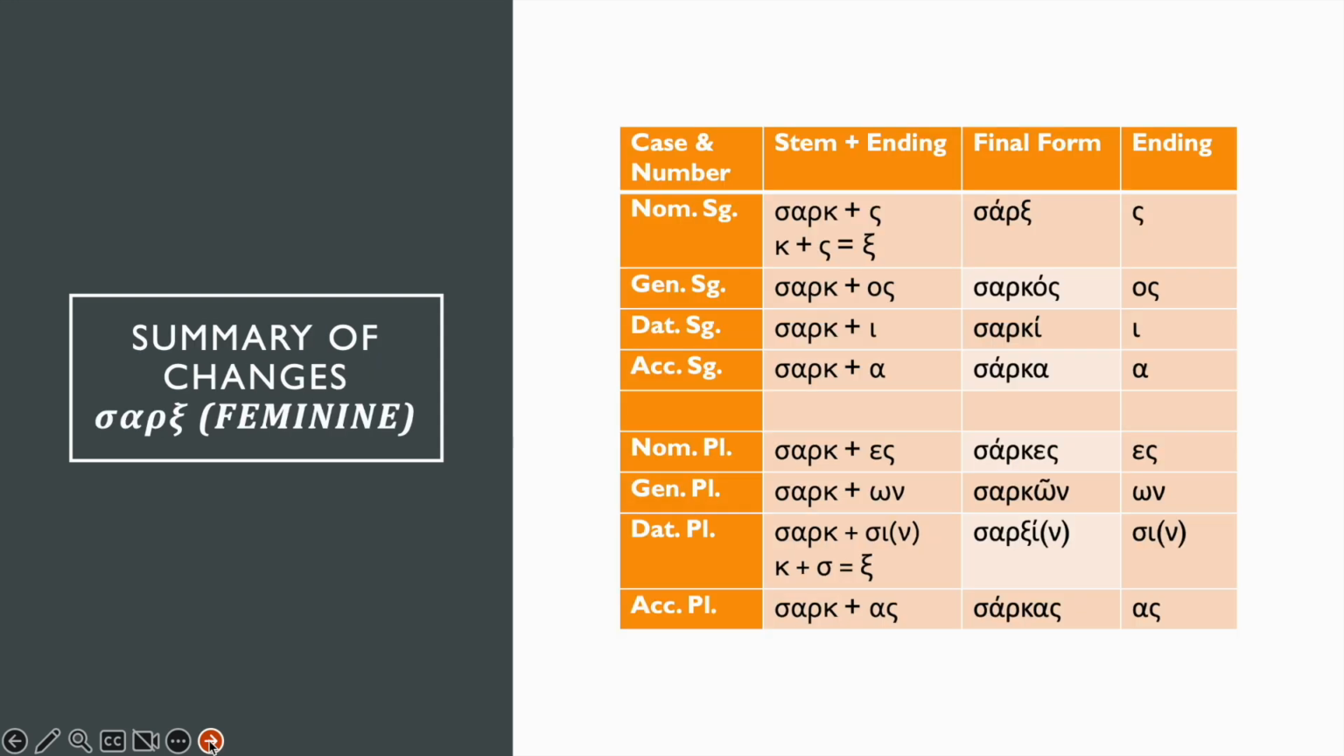So here's a summary of the changes that we have observed with respect to sarx and the addition of the endings for the third declension. And we've covered pretty much everything here, noting the change that happened when a kappa and a sigma get together to create an xi, and in the dative plural as well.